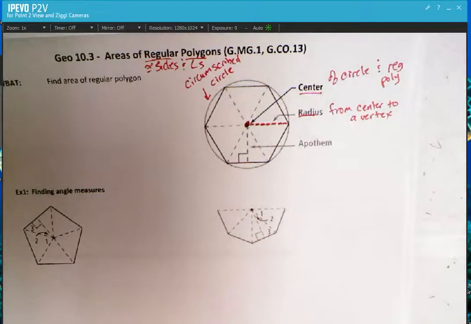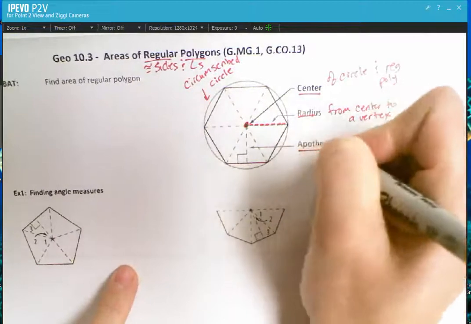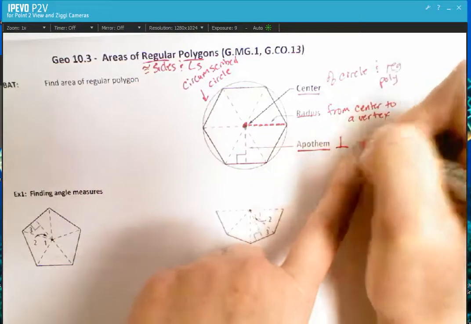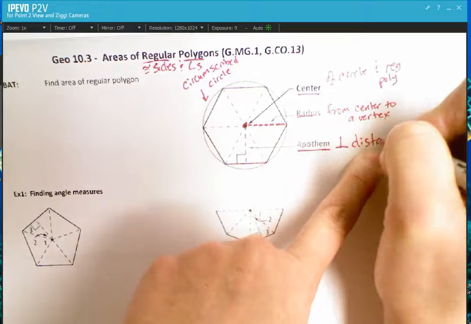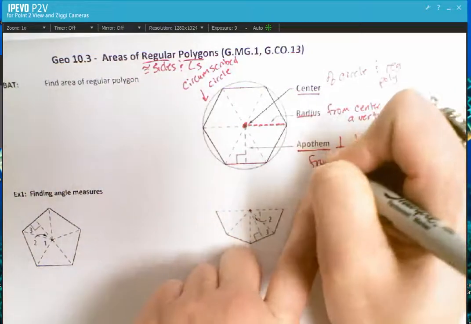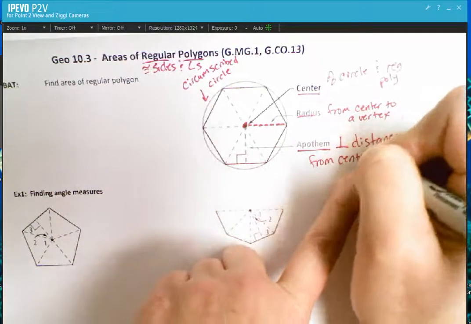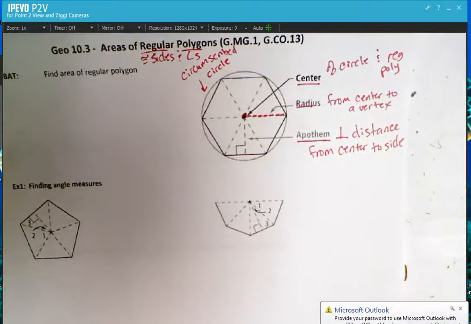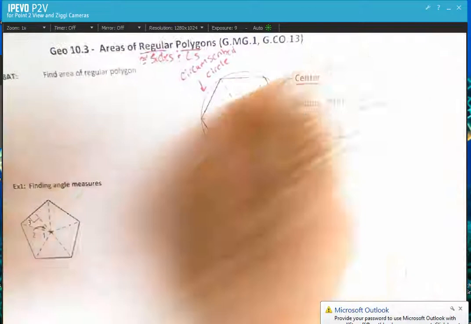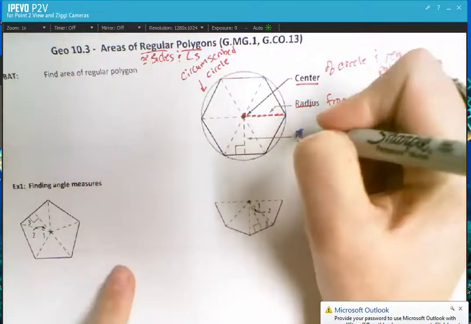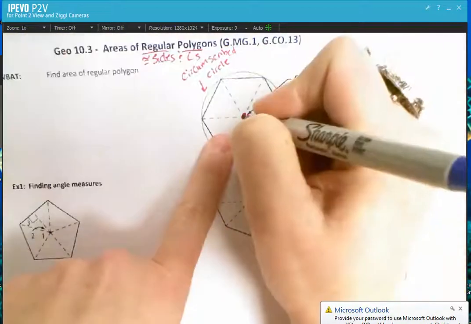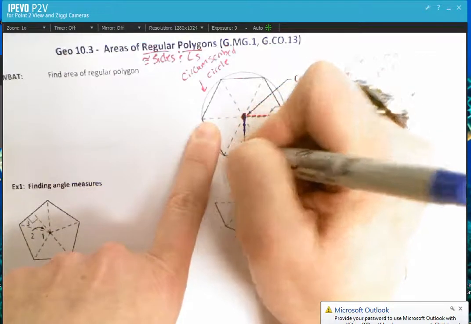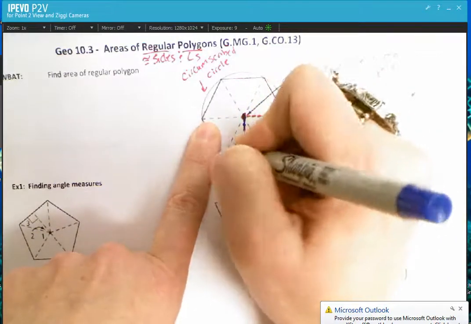And then we have a new term today, which is called the apothem. This funky word is the perpendicular distance from center to side. So we know finding distance is always perpendicular anyway. So the apothem is from the center perpendicular to the side of the regular polygon.